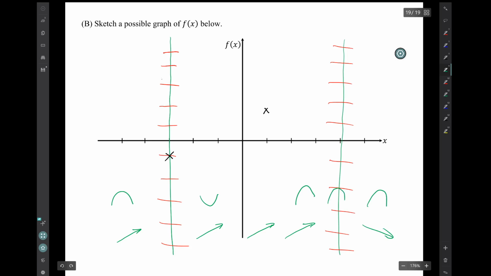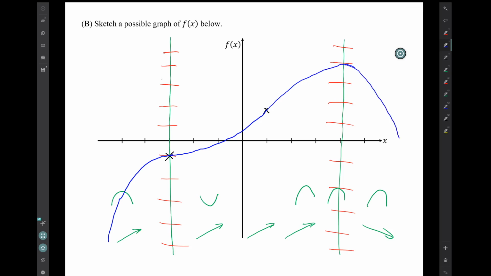Okay, we need to sketch a graph that does all of those things. Here's one attempt. It has to be increasing concave down, then switch to increasing concave up, then switch to increasing concave down, and then switch to decreasing concave down. There's a graph of our function. Let's get rid of all the other junk. Well, actually, no, we can just leave all that. That's the end of this example, and that's the end of the video.